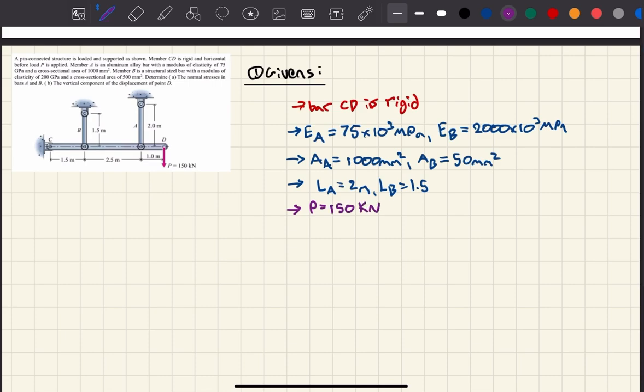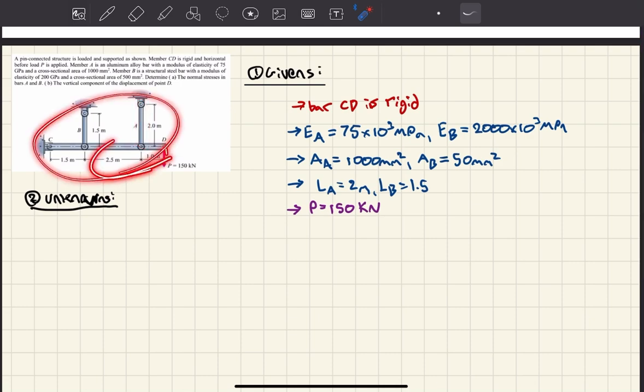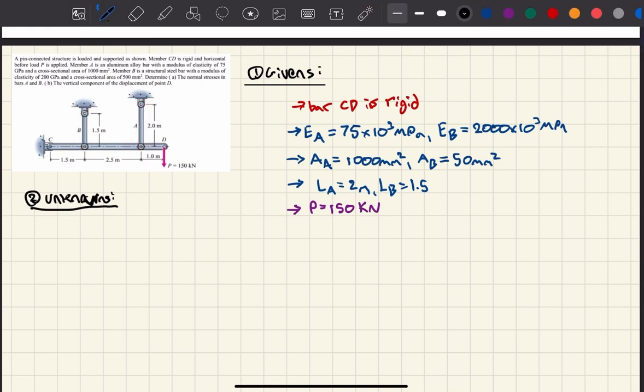With that, I think we can move on to unknowns. This question wants us to find quite a few things. Number one, the stress developed in bar A and the stress developed in bar B. What is the equation for stress? The equation for stress is F over A. And let's also put the deformation equation there as well: delta equals PL over EA. That's the deformation equation.